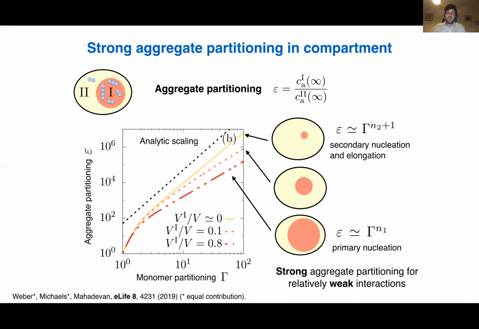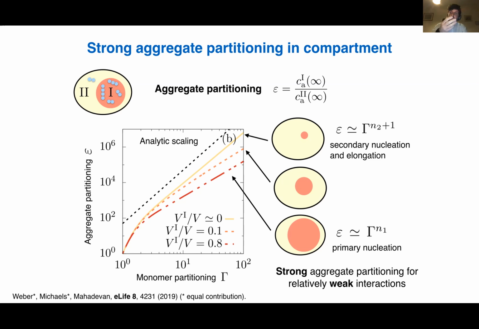The exponent of this power law depends on the size of the condensate. For small condensates, it is set by the reaction order of secondary nucleation, N2 plus 1, and the plus 1 comes from elongation. Whereas for large condensates, the exponent is set by the reaction order of primary nucleation. And what is important to notice is that these reaction orders, for example, for the amyloid beta peptide, the factor N2 is equal to 2, so the exponent would be 3.